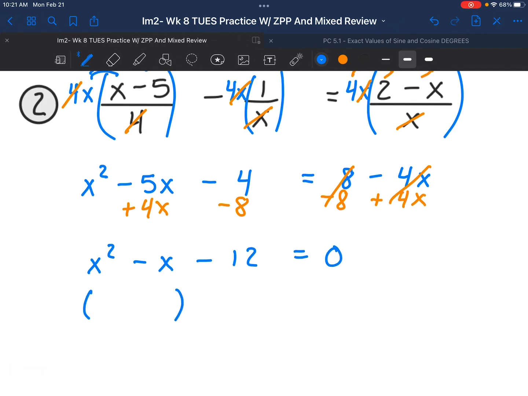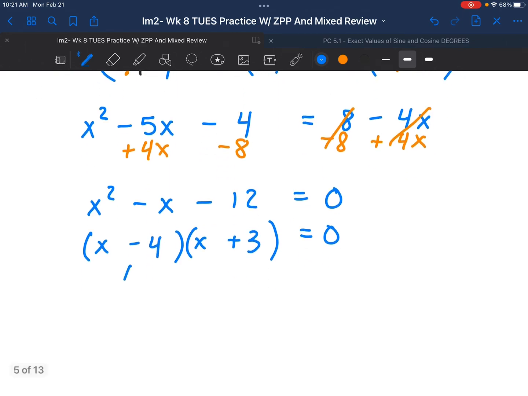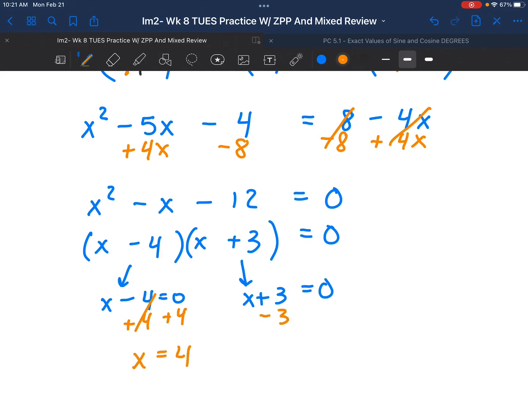Okay, once we have 0 on one side, we get to factor. There's no GCF, so we just go to factoring the two binomials. Got minus 4 plus 3. And set each factor equal to 0. So x is 4, and x is negative 3.